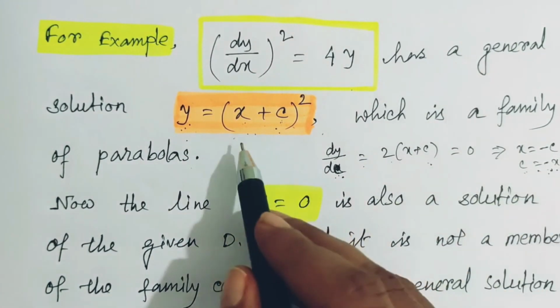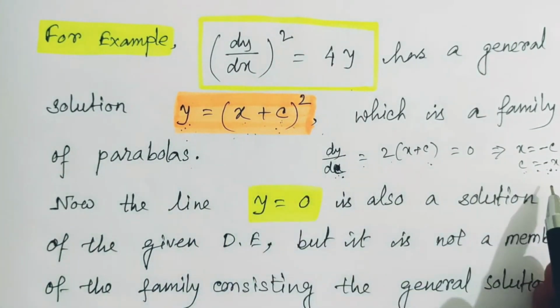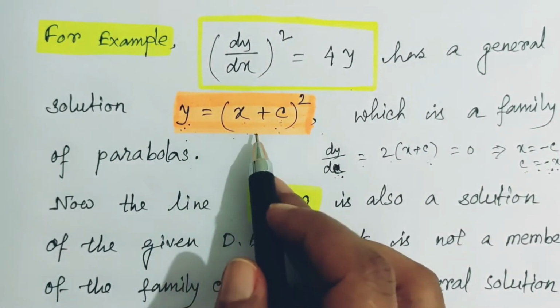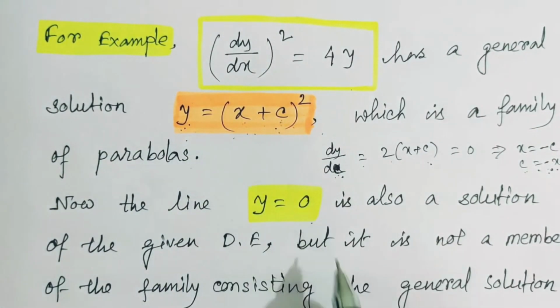Now if we substitute this value c = -x here, it gives us y = 0, which is our singular solution. In this way we can find our singular solution. So in this video we came to know about three different types of solutions of a differential equation, that is the general solution, particular solution and the singular solution. Singular solution is very important for your future studies.